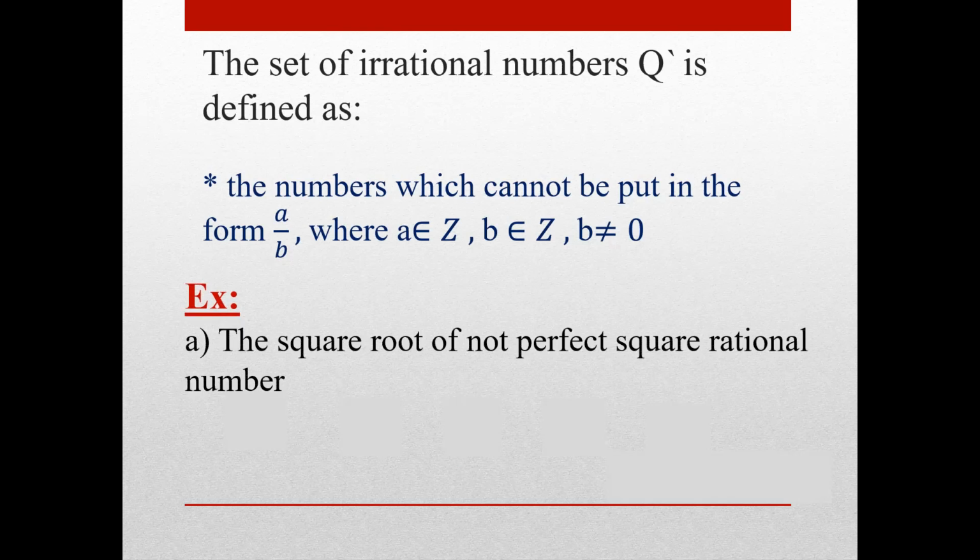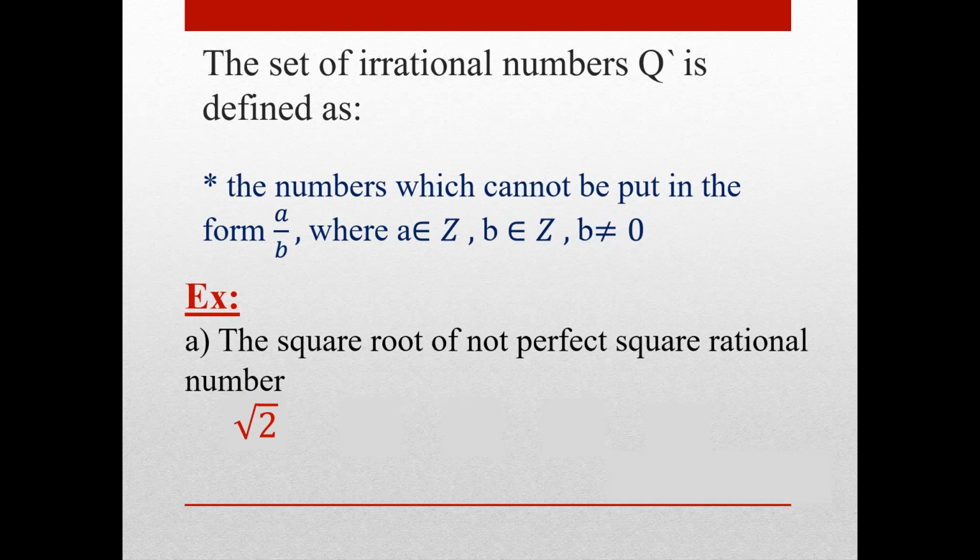Example: the square root of a non-perfect square is an irrational number. The square root of 2 is an irrational number because 2 is not a perfect square. But what is a perfect square? A perfect square is a number that comes from another number multiplied by itself. We don't have a number multiplied by itself to get 2. So 2 is not a perfect square.